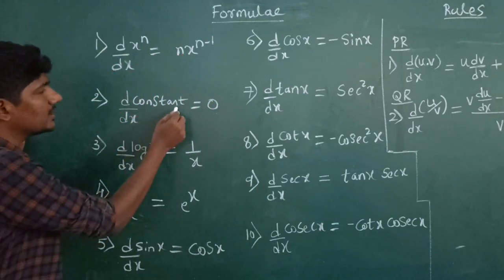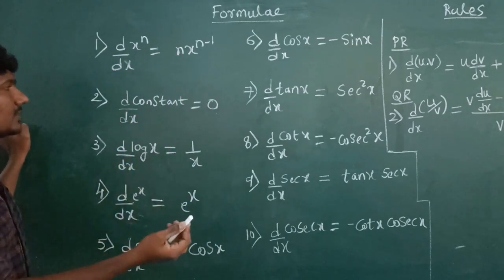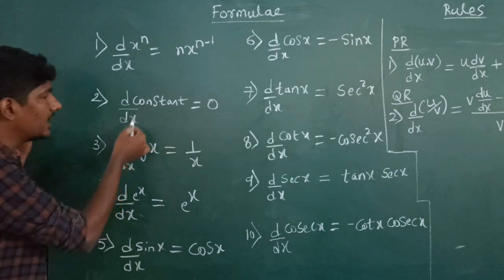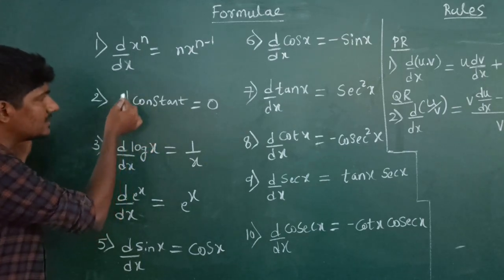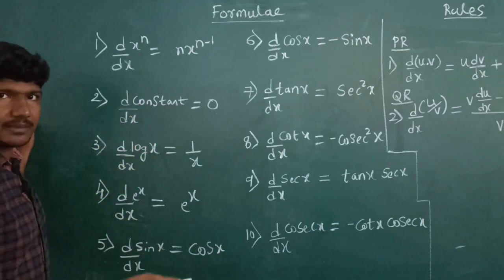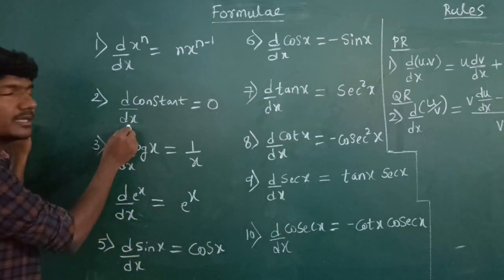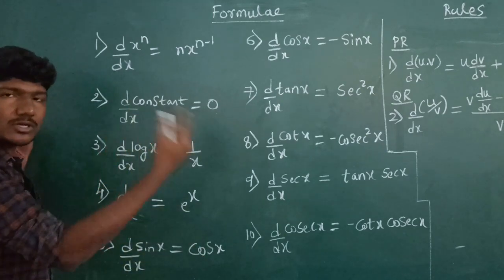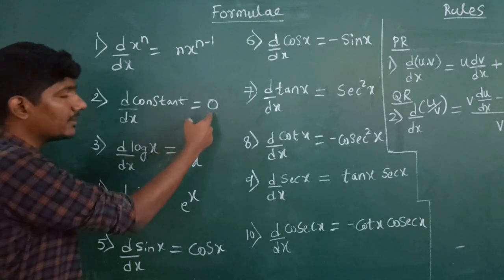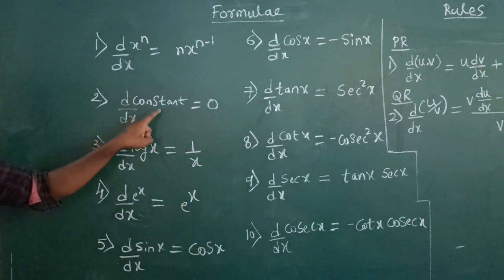So what is meant by constant? It may be any number, a constant value. If it is constant, it means it is not changing. Differentiation is the rate of change of some quantity with respect to another quantity. So if it is constant, it is not changing, and if it is not changing, its value is 0. So it is very important.